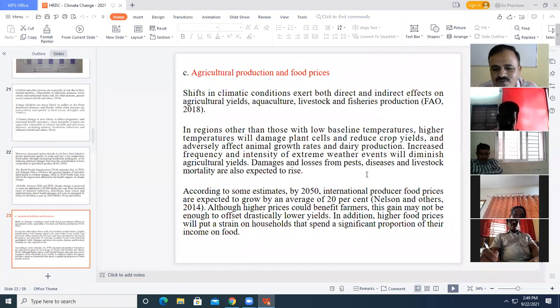In addition, higher food prices will put a strain on households that spend a significant proportion of their income on food. So the poor people, marginalized people, and other disadvantaged people spend most of their income on food. So if the food prices increase by 20%, just imagine the type of effect this has on the livelihood of those marginalized persons.